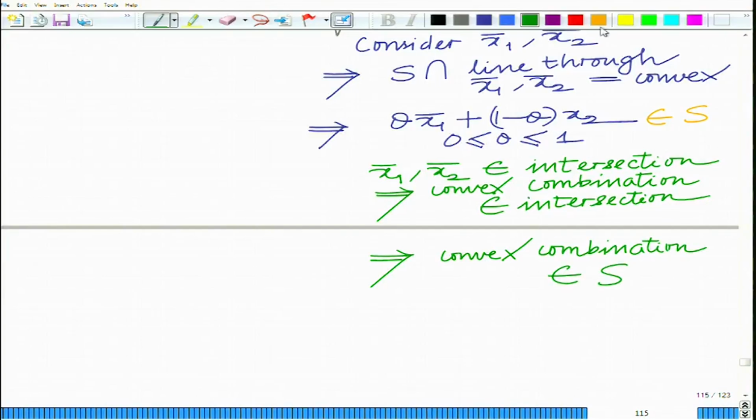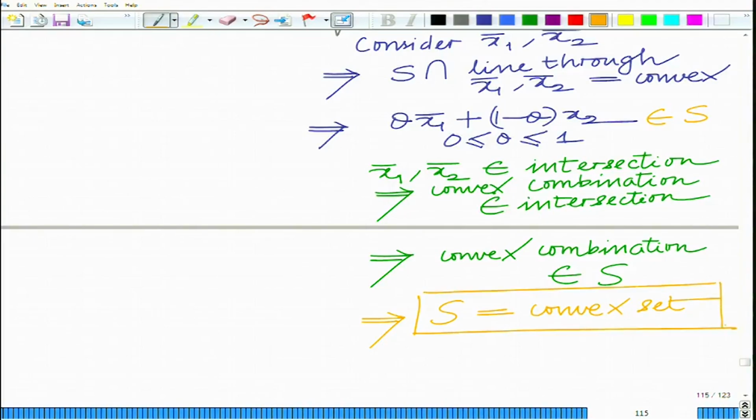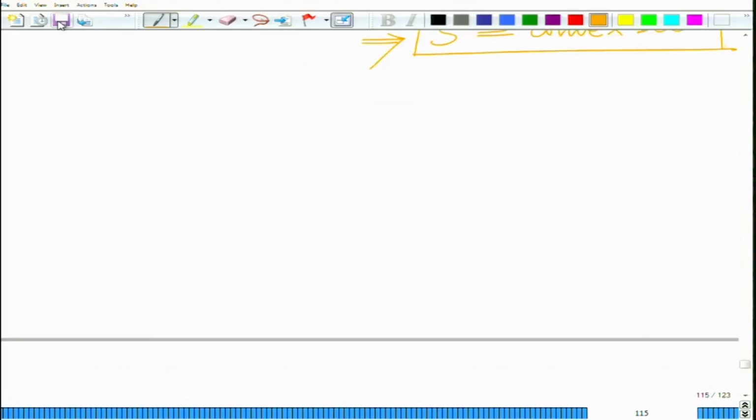Because the convex combination belongs to the intersection, this implies that S is a convex set. So if you consider a convex set's intersection with any line, it is convex. And conversely, if the intersection of a set S with any line is convex, then the set S itself must be a convex set. This is a very interesting property and often very useful in demonstrating the convexity of sets.